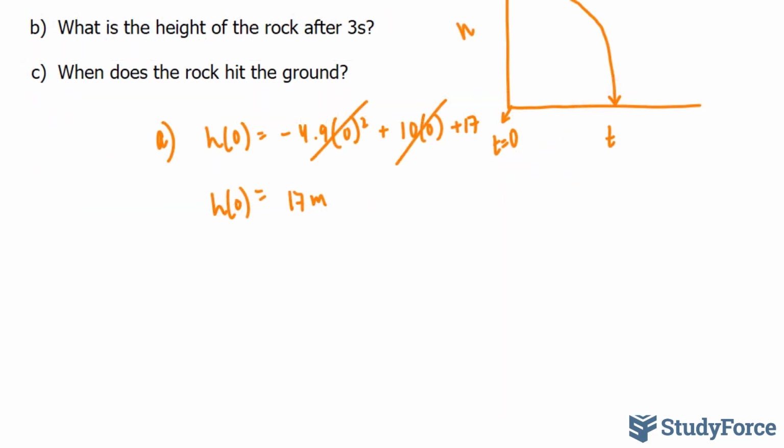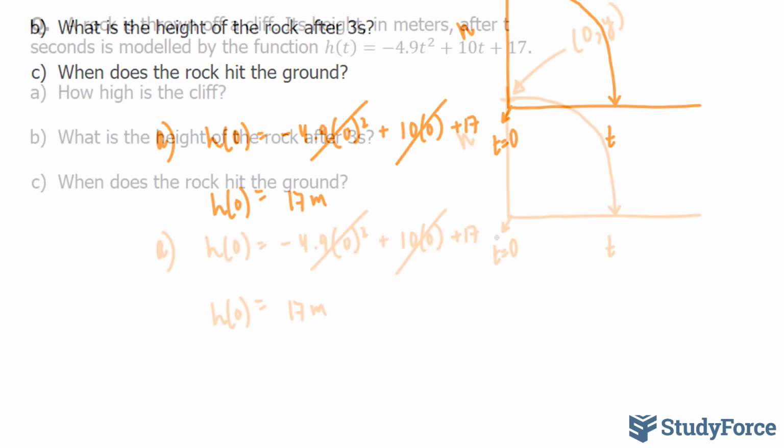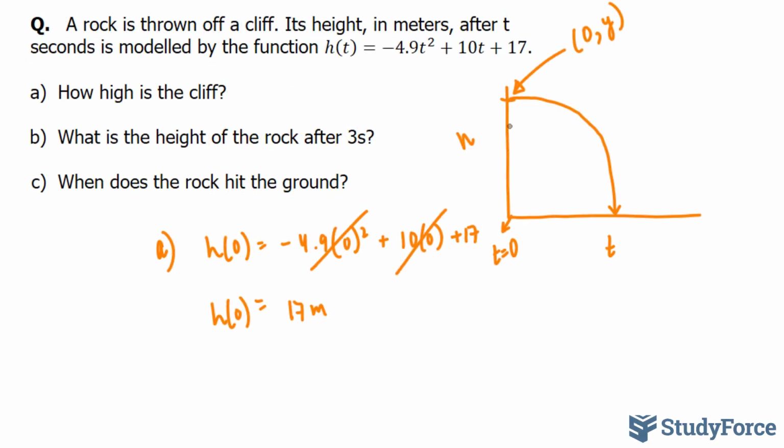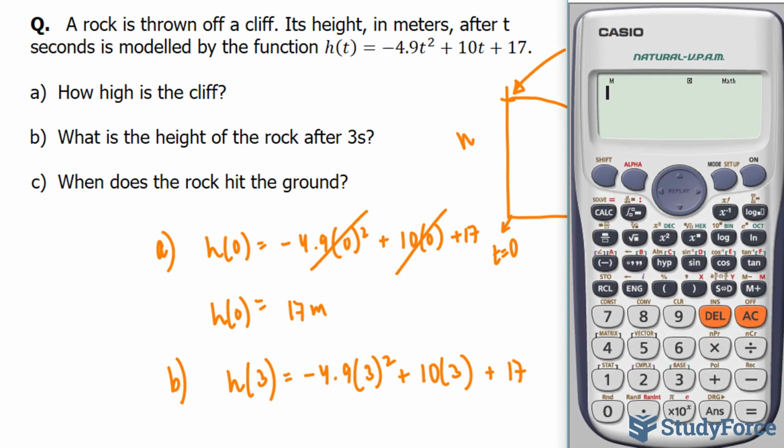In question B, they ask, what is the height of the rock after 3 seconds? Now they want us to find out the height after 3 seconds. And obviously, it's going to be less than 17 because 17 is its starting point. What we have to do for B is substitute 3 into our formula. Putting this into our calculator, we end up with negative 4.9 times 3 to the power of 2, plus 10 times 3, plus 17. And this gives us 2.9.